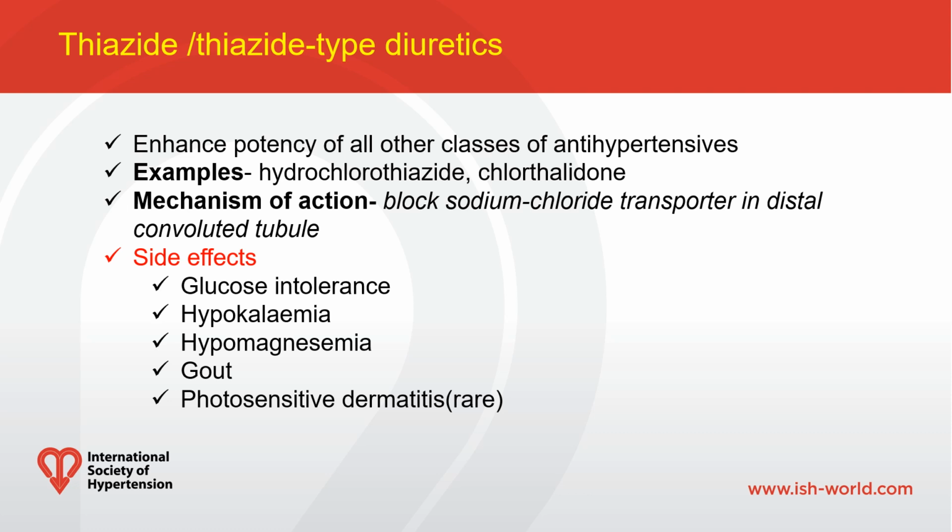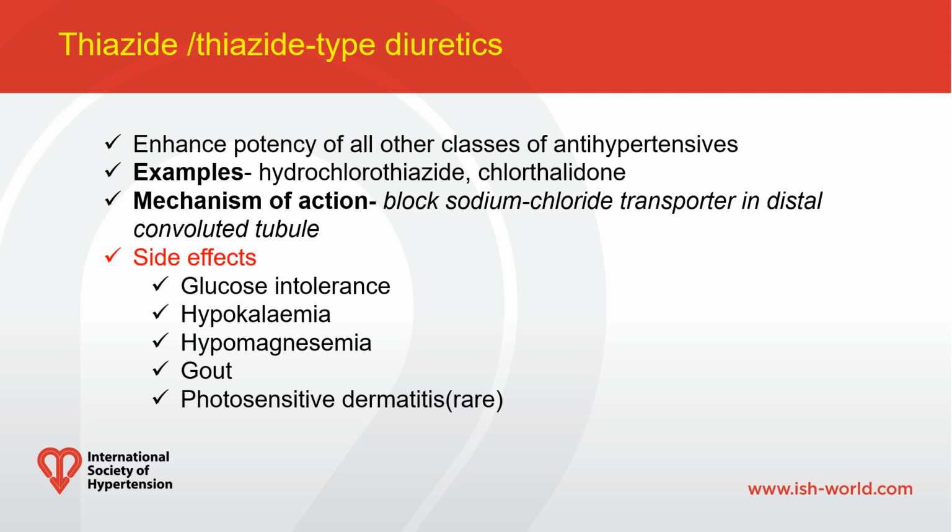Now to thiazide and thiazide-type diuretics. Generally, thiazide diuretics will enhance the potency of all other classes of antihypertensives. Examples here: we have hydrochlorothiazide, and we have chlorthalidone. Chlorthalidone is an example of thiazide-type diuretics.